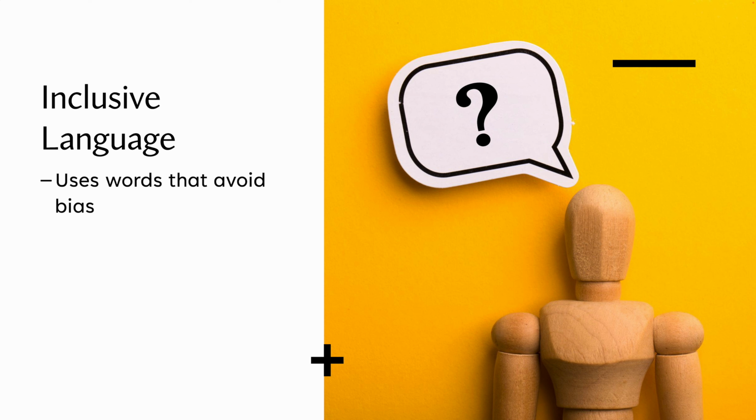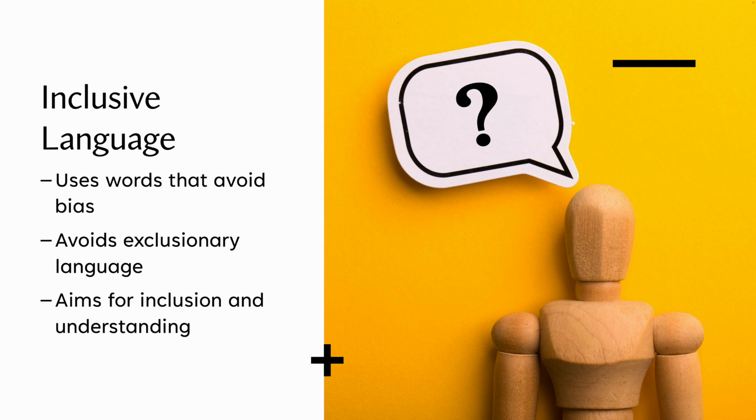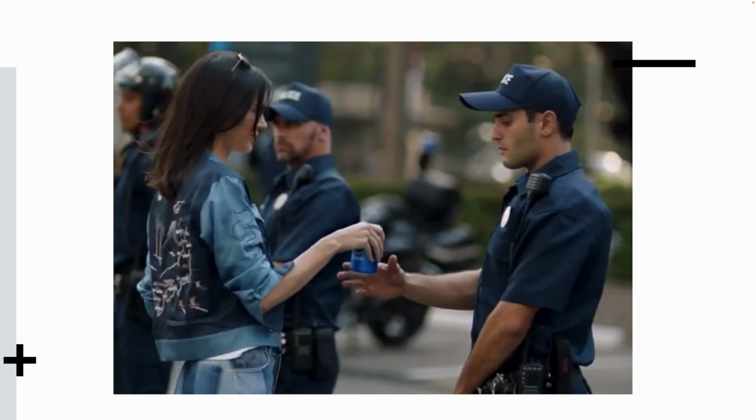It uses words that avoid bias. It avoids exclusionary language, so it doesn't exclude people. It aims for inclusion and understanding. And the understanding is important here because a lot of people, when they think inclusive language, they're like, oh, we're just trying not to offend anybody. But no, the actual goal is to get a better understanding so that everybody can conceive of what you're trying to convey.